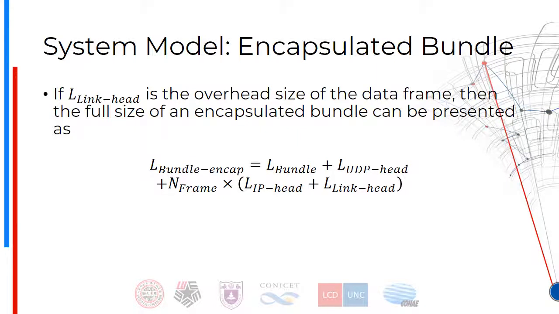We will therefore describe the size of an encapsulated bundle. It is basically the length of the bundle plus the UDP header used for the bundle, and then we will have an extra overhead, one for each of the frames, multiplied by the size of the IP header and the underlying link header. So this is the size of the whole transmitted encapsulated bundle.